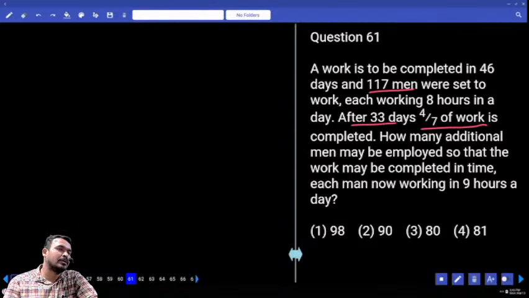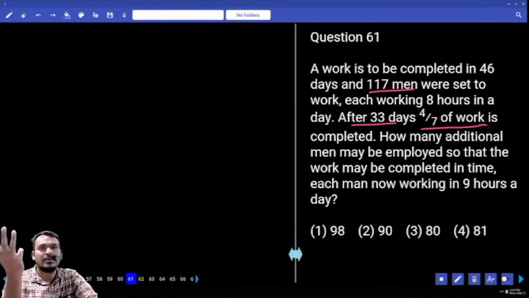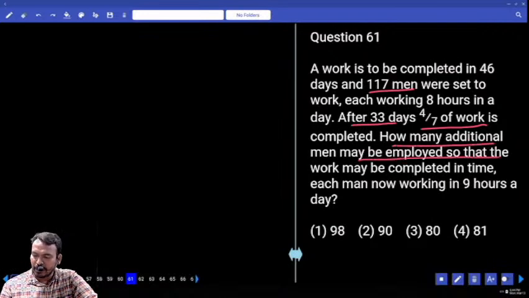4 by 7 means out of 7 parts, 4 parts are completed. What is the remaining work? 3 by 7, or 3 parts. Out of 7, 4 are complete, and the remaining is 3 parts. And how many additional men may be employed so that the work may be completed in time?